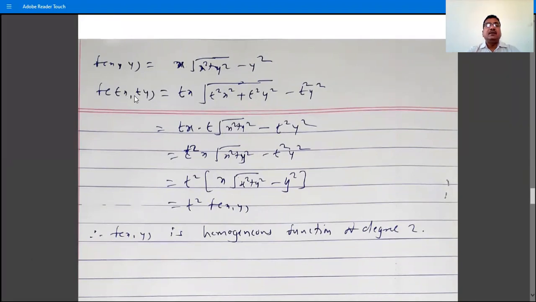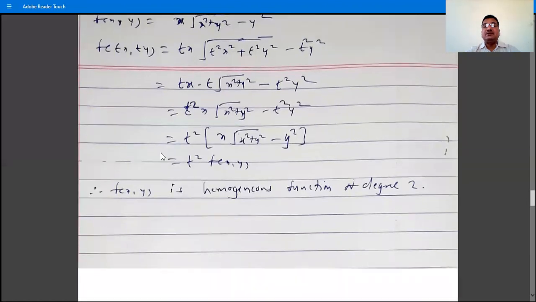So we can check. Find f(tx,ty), which is tx root t square x square plus t square y square minus t square y square. Then take t square common from this root. We have t outside the root times root x square plus y square, and t into t is t square. So t square common, we have x root x square plus y square minus y square, and this is f(x,y).